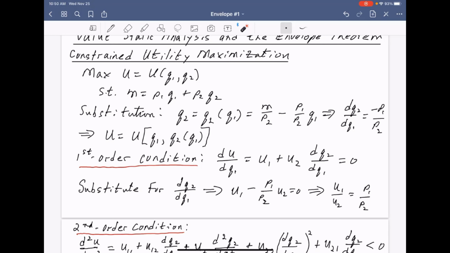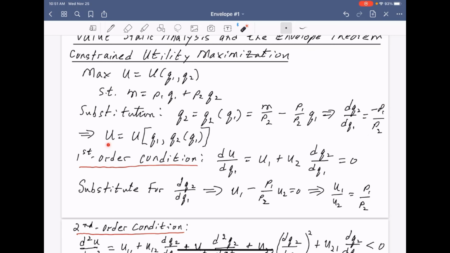By substitution, we can find that Q2 is a function of Q1, and that's an important thing here, because then we write M over P2 minus P1 over P2 Q1. So Q2 is a function of M, P2, P1, and Q1. This is not a demand curve, remind you. Therefore, when we take the total derivatives, we find that dQ2 over dQ1, which is just the slope of the indifference curve, is equal to, at the optimum, the negative of the price ratio of P1 to P2.